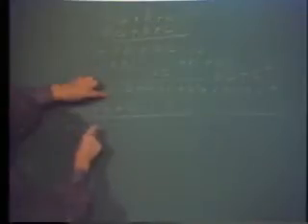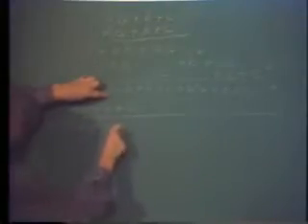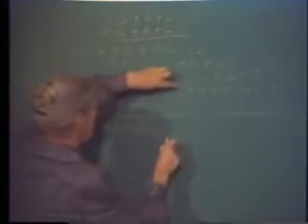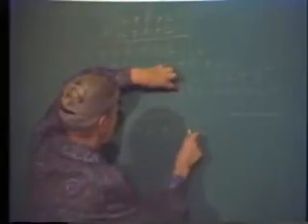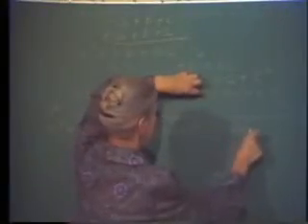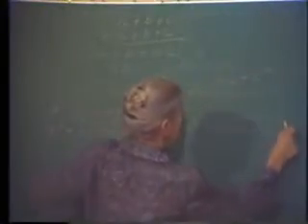So now we need to cube it. So we multiply by A plus B plus C. And we get A cubed plus 2A squared B plus 2A squared C plus AB squared plus 2ABC plus AC squared.